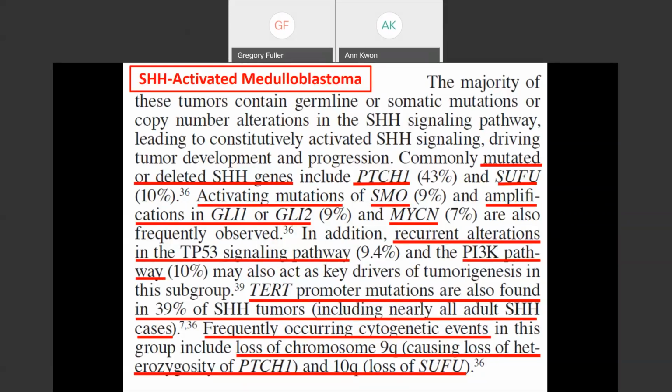How about activating mutations? Smoothened, 9%. Amplification of GLI1 or GLI2, 9%. MYCN, 7%. In addition, recurrent alterations of TP53, which we addressed, are very important, whether it's wild type or mutated. PI3 kinase pathway, I think we had a case of that last week. TERT promoter mutations are also found in 39% overall, almost 40%, and nearly all adult sonic hedgehog cases. Frequently in the cytogenetic events, also chromosome 9, which is patched, and 10, which is SUFU.